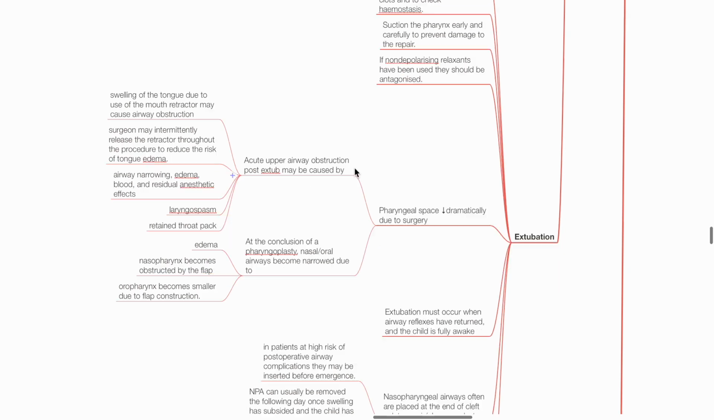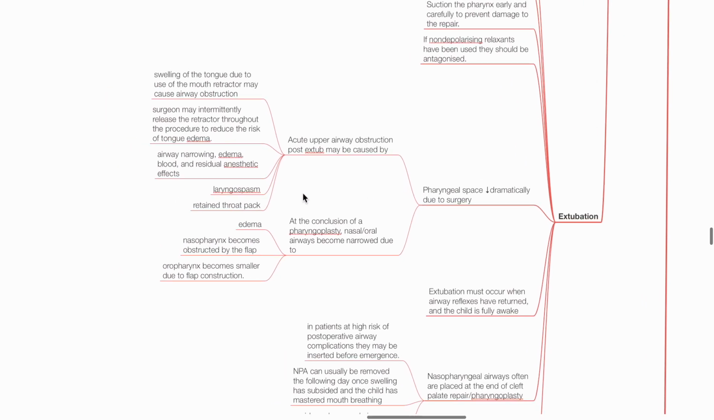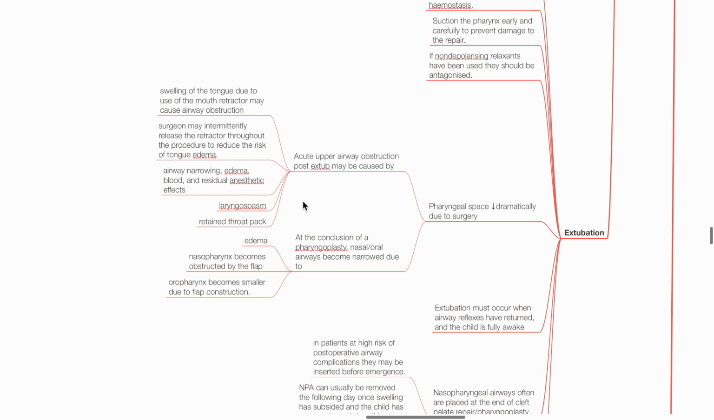The pharyngeal space is dramatically reduced due to surgery. Acute upper airway obstruction post-extubation may be caused by swelling of the tongue due to compression by the mouth retractor, airway edema, blood clots, residual anesthetic effects, laryngospasm, or retained throat pack. Extubation must occur when airway reflexes have returned and the child is fully awake.